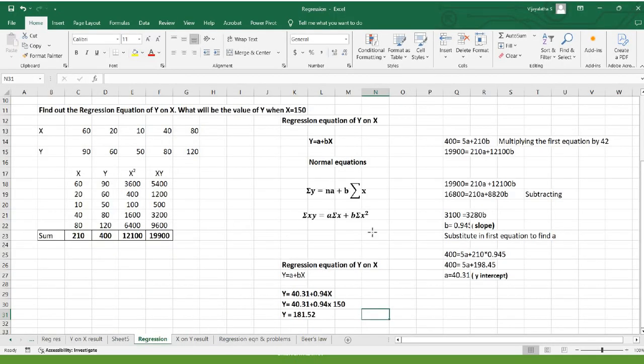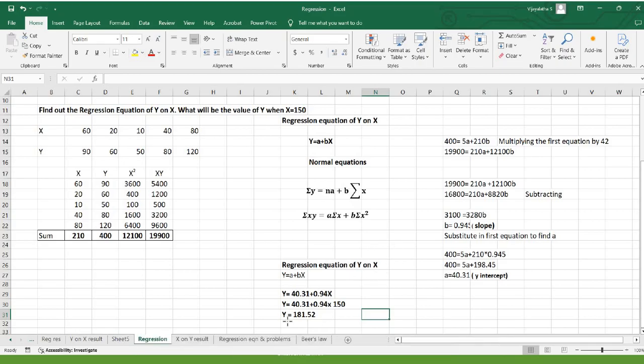So this is the problem which we did in our previous video. We had the two variables x and y, and we were asked to find the value of y when x is equal to 150. So we solved the normal equation and we got the value of the slope and intercept. The coefficient of x will be the slope. So b is the slope and a is the y-intercept. We have to keep that in mind when we are trying to understand which is the slope and which is the intercept.